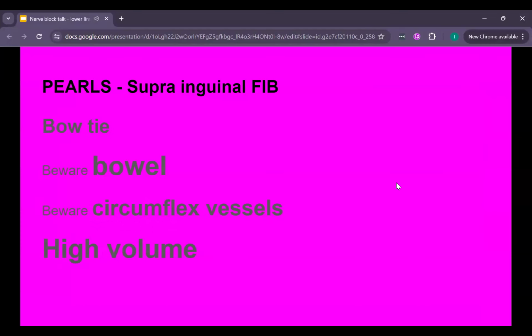Alrighty, so for the superinguinal fascia iliaca block, we're looking for that classic bow tie appearance of the internal oblique and the sartorius muscle with the thin fascial layers between. Always beware the complications. So beware the bowel perforation for this one. Beware the circumflex vessels in this one, and it's a high volume block. So we're looking at 30 to 40 mils, and it's great for hip fracture analgesia or hip fracture surgery.